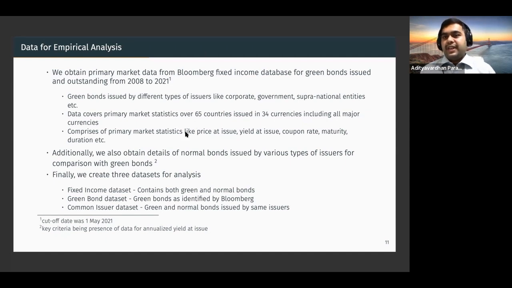Using this data, we have created 3 data sets, which include the fixed income data set, which has both green as well as normal bonds, and the green bond data set, which obviously has the green bonds identified by Bloomberg. I'll let you know that Bloomberg has self-identification: Bloomberg identifies bonds as green based on the inputs given by the issuers. Again, as I have mentioned previously, we have a common issuer data set, which contains both green bonds as well as normal bonds issued by the same issuers. Here we focus on only those issuers which have issued both types of bonds. A quick glance at these 3 data sets, next slide please.